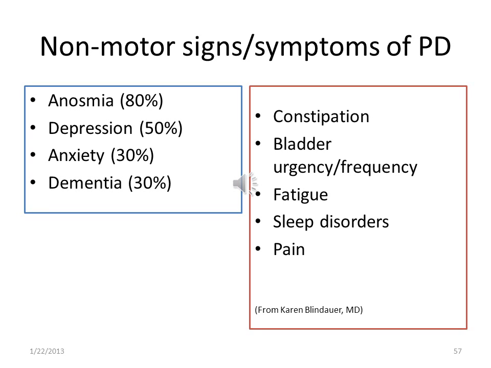There are also what are called autonomic signs and symptoms shown on the right side of the screen: constipation, bladder urgency or frequency, and fatigue and sleep disorders. These go together, and the bladder problem can cause people to have to get up many times at night, which can result in the fatigue. And also pain, and we don't really have an explanation for why people with Parkinson's have pain.